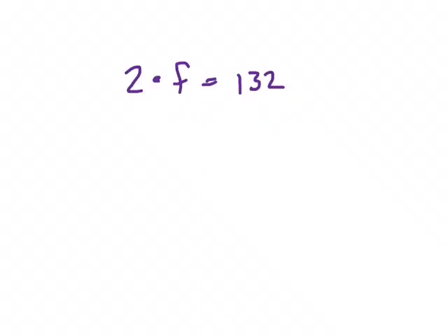You have to do things in a way that people can tell what you're doing. It's part of showing your work and communicating well. So here I've got 2 times f, which I would more frequently see written this way, 2f, and that equals 132. So the very first question is, where's the variable and what's happening to it? Here's my variable, f, and the thing that's happening to it is that I'm multiplying it by 2. The second thing I should ask myself is, what is the opposite of multiplying by 2?